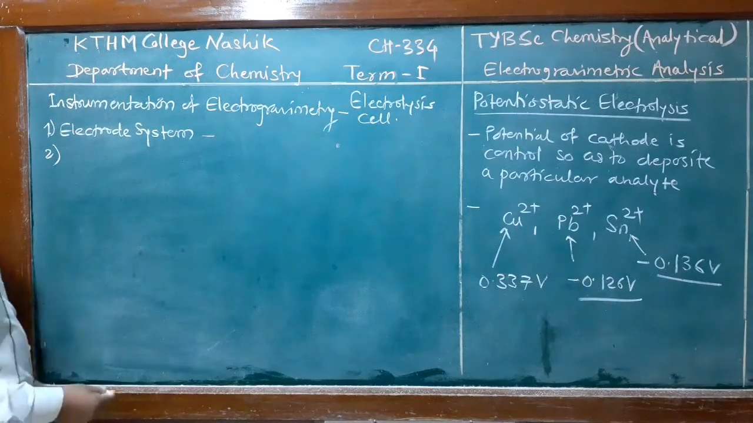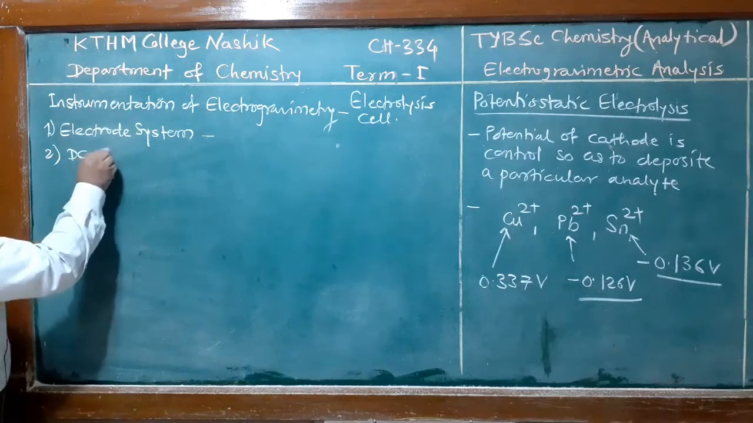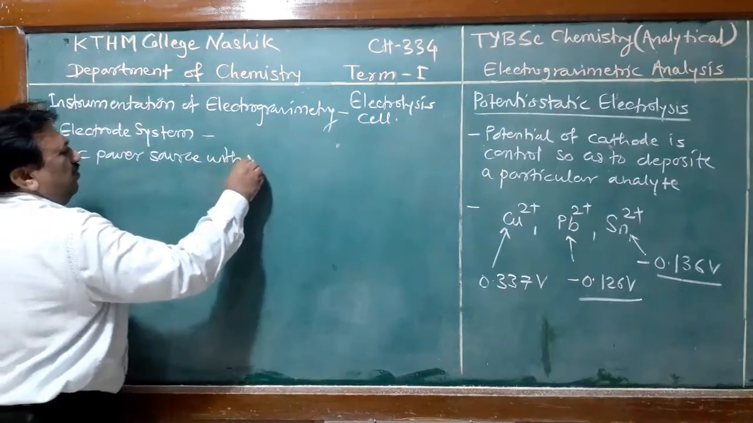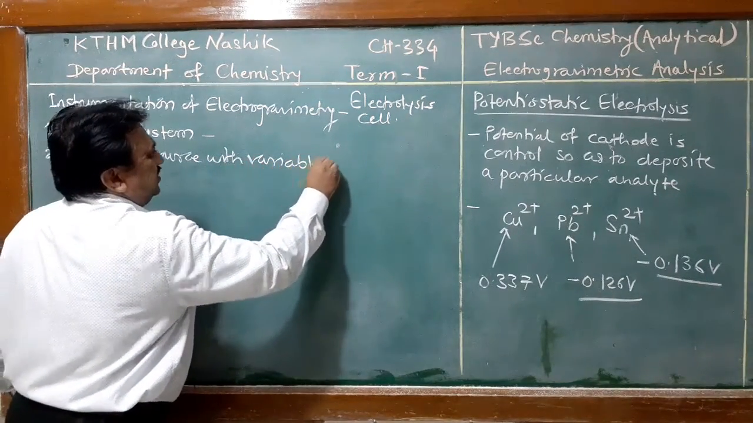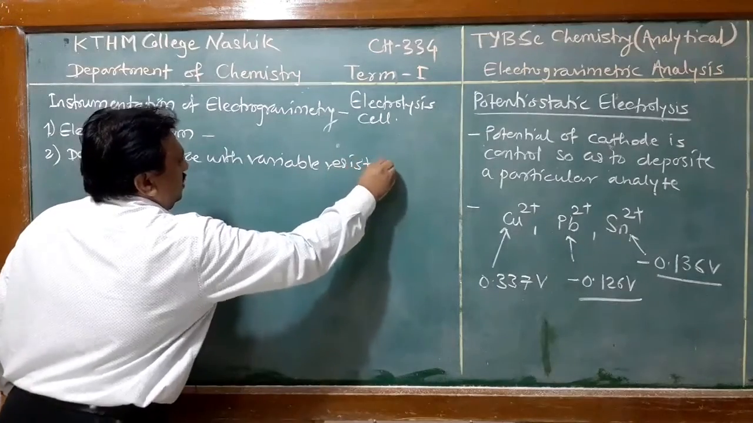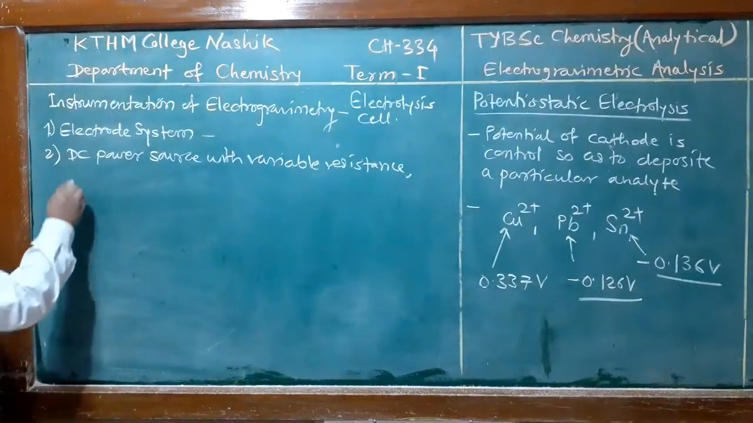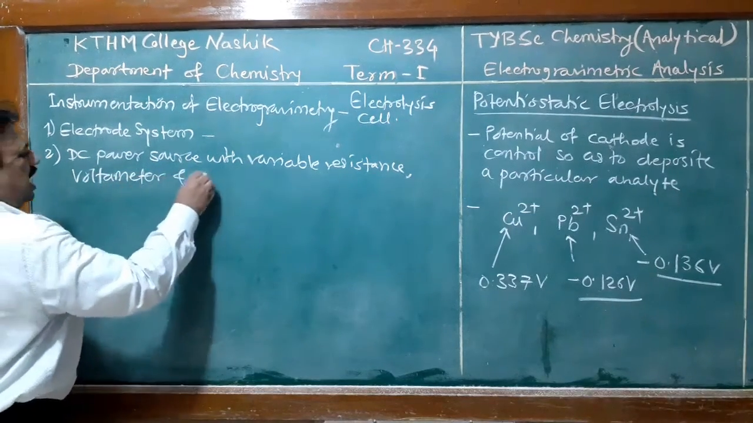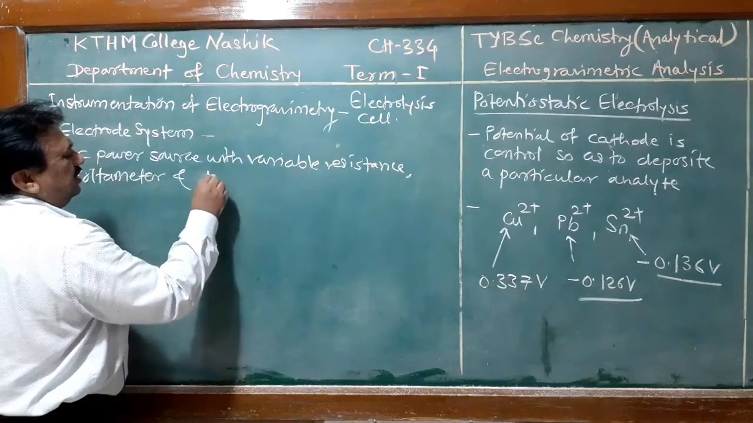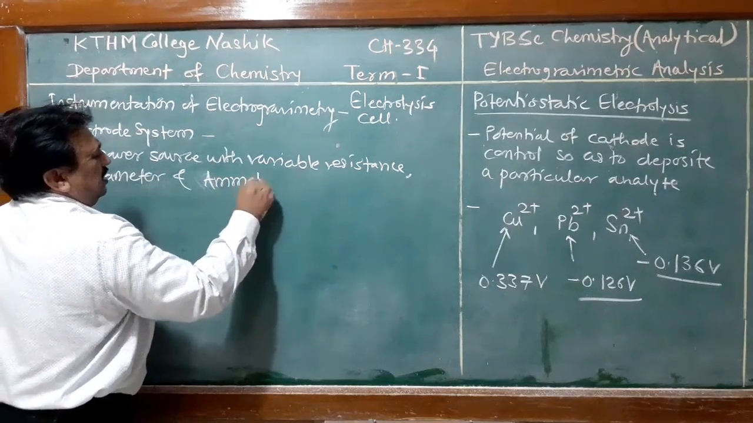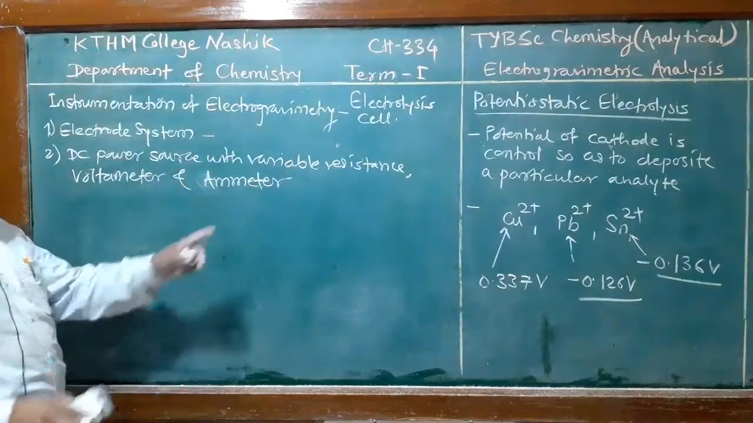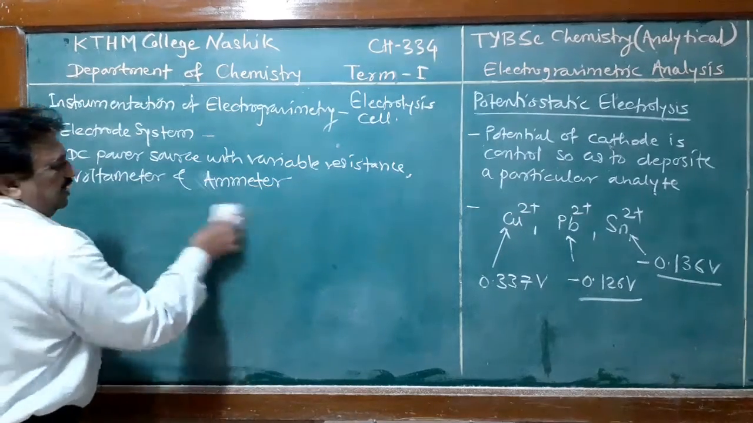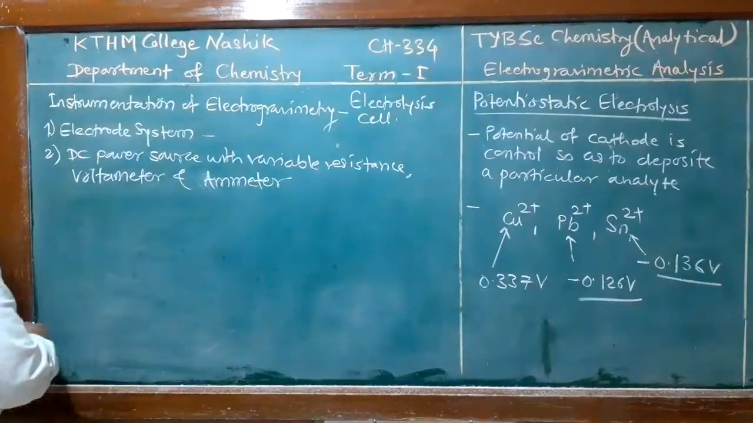Second component is a DC power source with variable resistance, as well as there is a requirement of a voltmeter and ammeter. Ammeter is a meter used to measure the current strength. Voltmeter measures the potential difference or EMF.